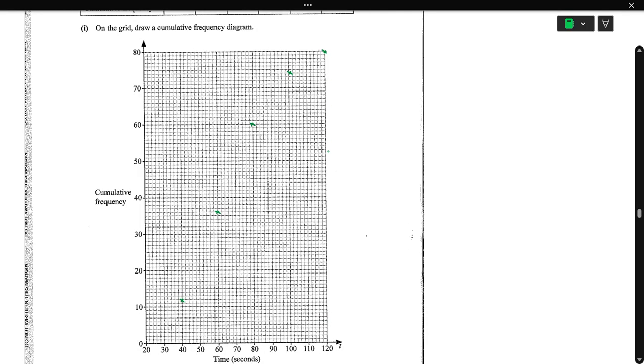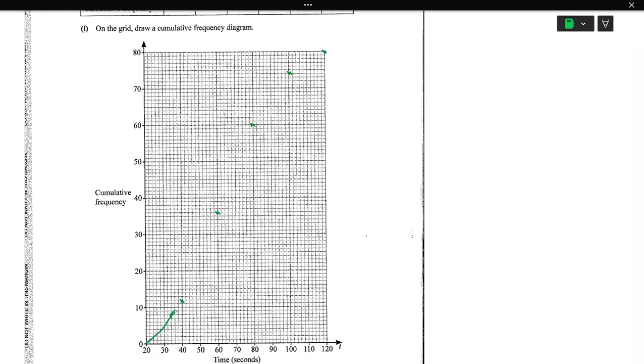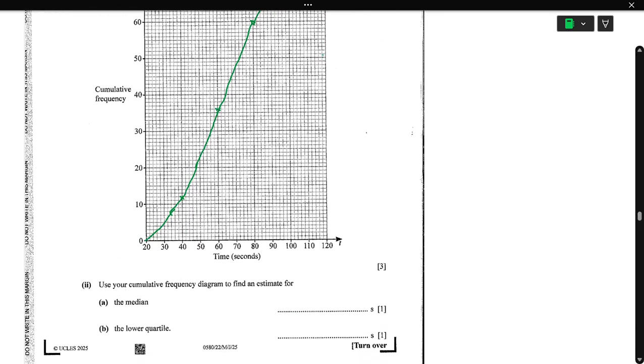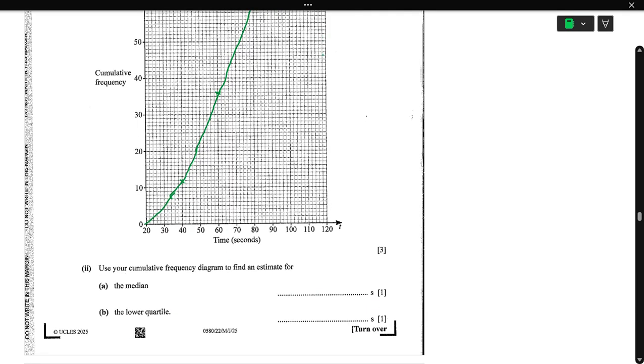Here is a freehand drawing. So start from here. It's difficult to draw here, so you cannot use a ruler. Okay, it's done. Next, use your cumulative frequency diagram to find the estimate value for the median.